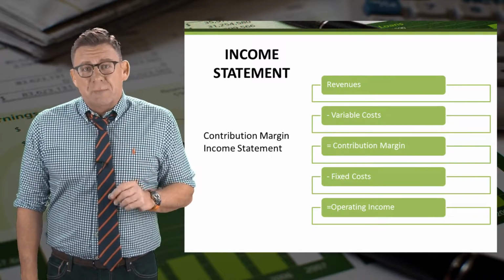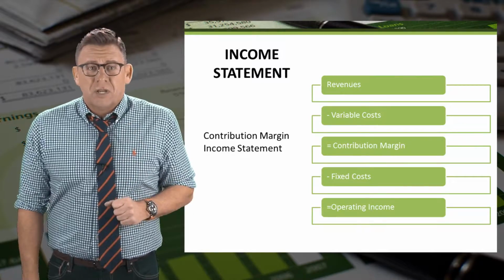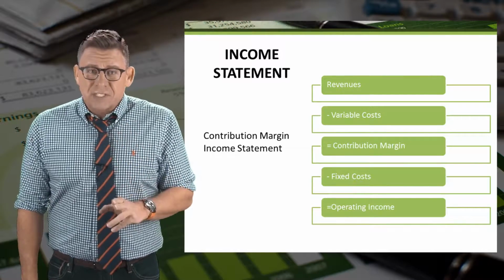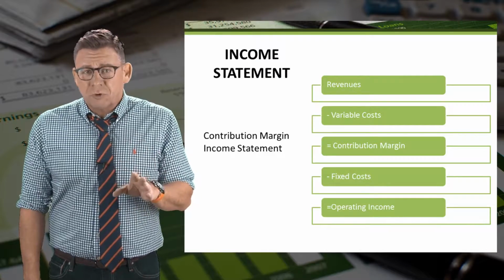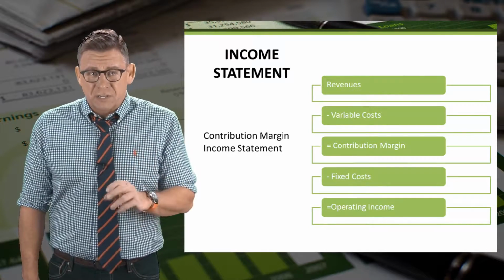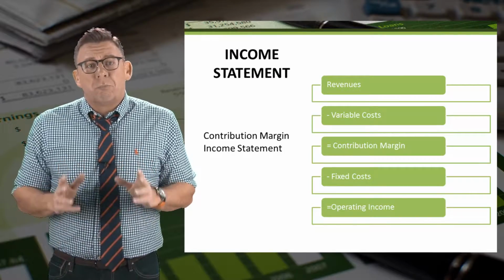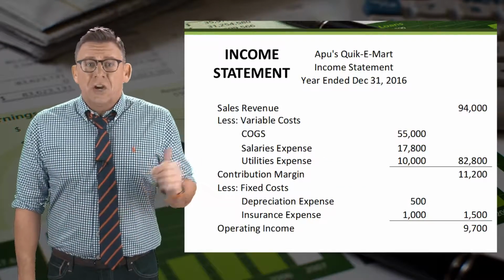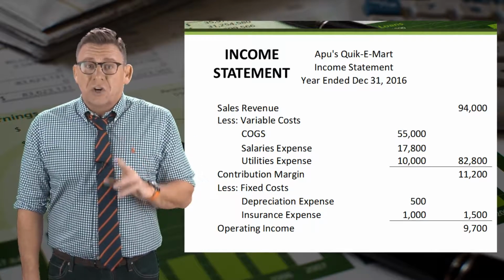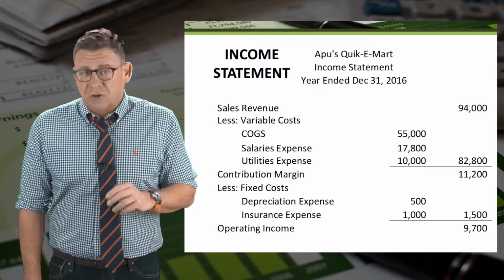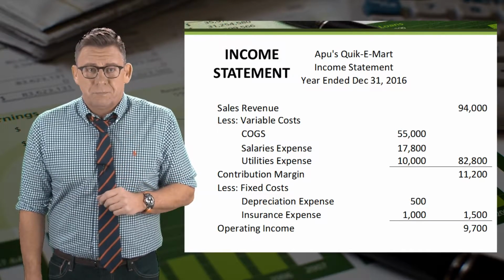The full income statement is revenues minus variable costs equals contribution margin. From that, we subtract fixed costs to get operating income. When contribution margin equals fixed costs, operating income is zero. We call this term break even. Here is an example of the contribution margin income statement. So let's learn how to use the information on the contribution margin income statement to make business decisions.